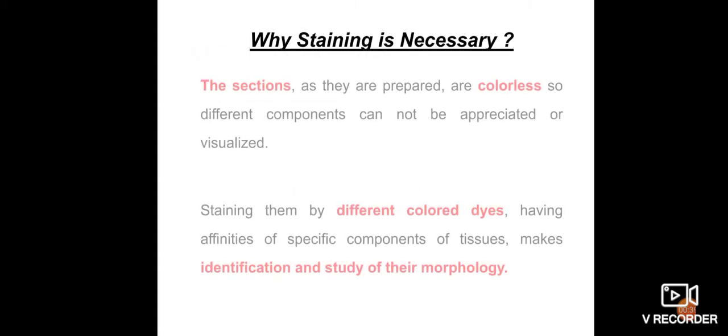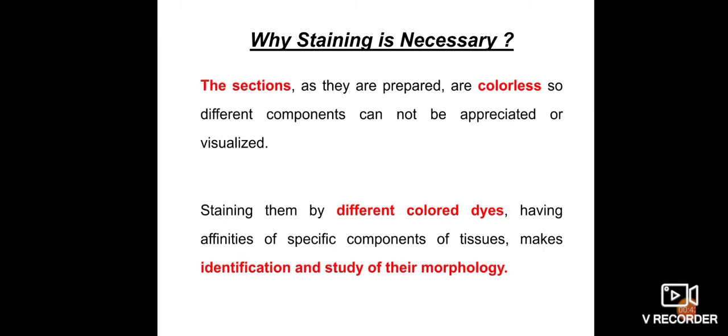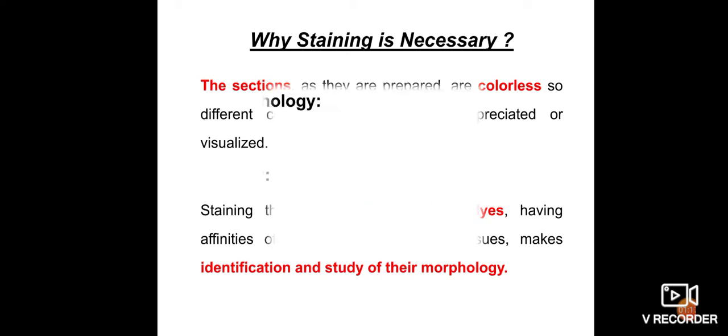So why staining is necessary? The sections which are prepared, they are colorless. As I showed you in the previous lecture, the final sections which were there after taking it from the water bath, they were colorless. So different components cannot be appreciated or visualized. We cannot tell which is nucleus or which is cytoplasm or which are inclusions. So with colorless it will become very difficult. So to make it easy, we stain the slide. By staining them with different color dyes having affinity for specific component of tissue makes identification and study of the morphology very easy. So that's why we do staining.